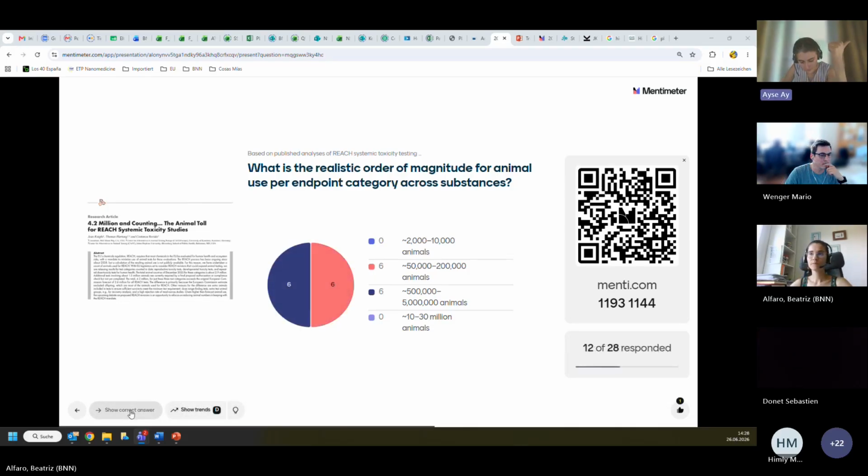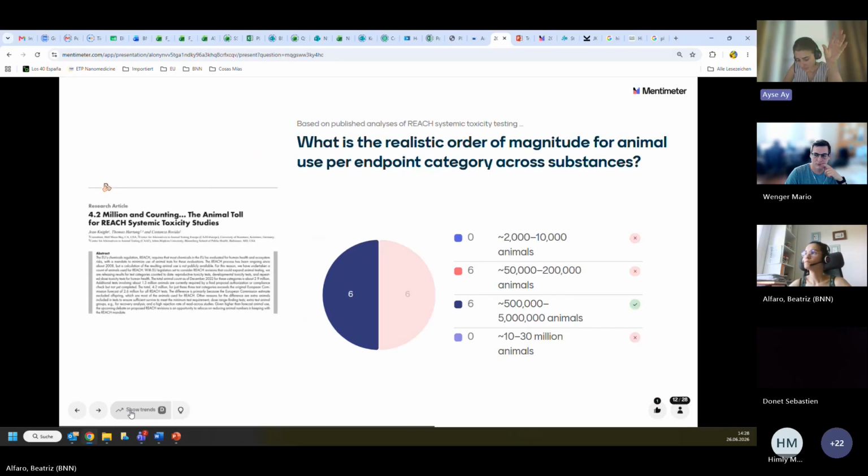When we combine the reproductive toxicity test, developmental toxicity test, and repeated dose toxicity, it is equal to 4.2 million animals required for the final proposal of the authorization. So it is 4.2 million in total.